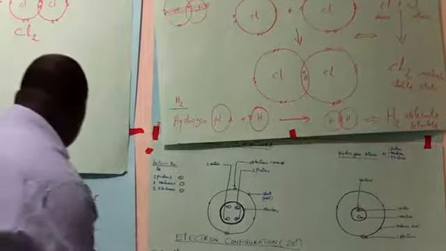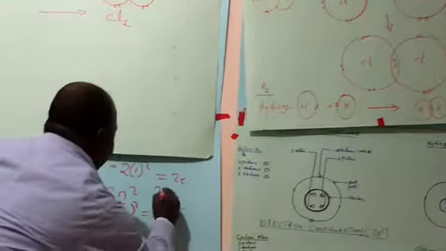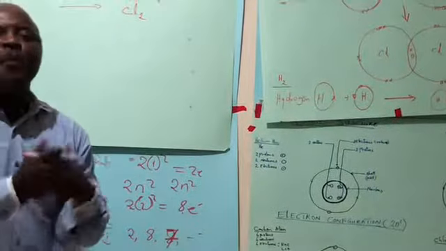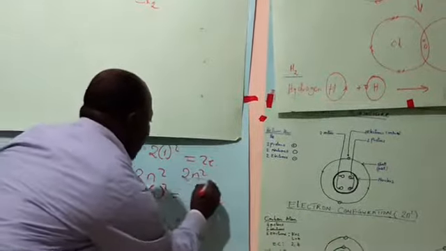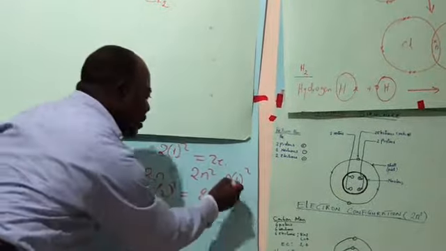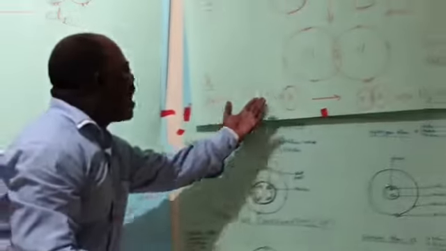From this formula that we said, 2n square. Now the first shell is just 1. How many electrons are supposed to be there? We put 1 here, 2, 1 square. 1 square is just 1 times 2. There are 2 electrons there. But hydrogen has only 1.